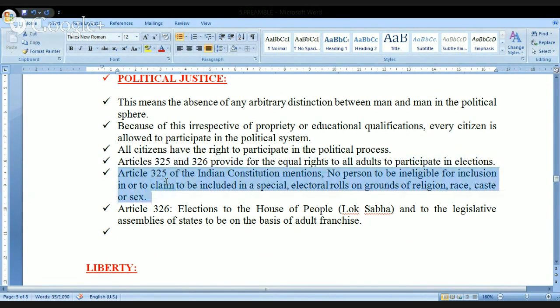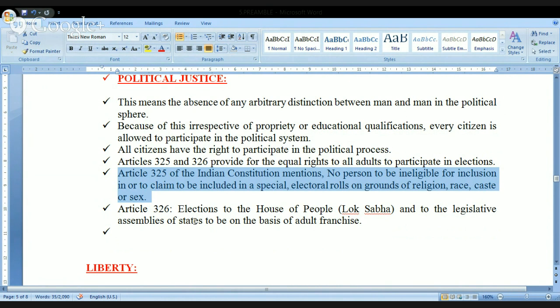Article 325 of the Indian Constitution mentions no person to be ineligible for inclusion in or to claim to be included in a special electoral roll on the grounds of religion, race, caste, or sex. Meaning, no person should become ineligible. In simple terms here, every person should be permitted to be included in the electoral rolls. You cannot deny anybody on the grounds of religion, race, caste, or sex.